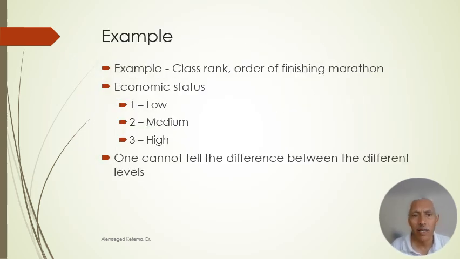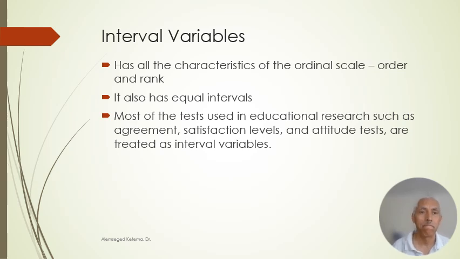An example is class rank. Economic status is another: we can say he is in the low, medium, or high economic status, but the interval between low, medium, and high may not be equal. They may not be equal, but you can rank and order them. He is of low income, she is of a medium income, and she is of high income, but the intervals between them may not necessarily be equal. So one cannot tell the difference between the different levels. So those are the ordinal variables.